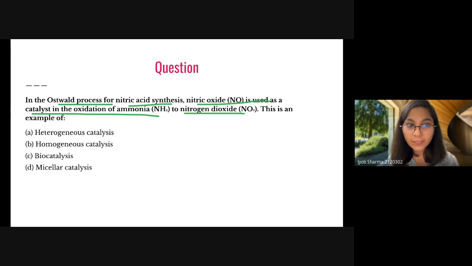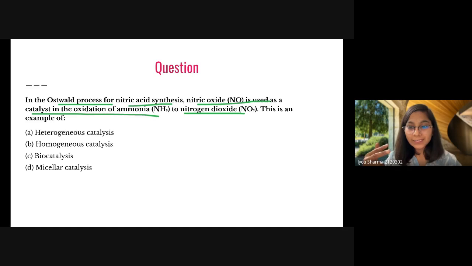As we have already discussed, the classification of catalyst as homogeneous or heterogeneous is based on the phase. For example, if your reactant is in the liquid phase and your catalyst is also in the liquid phase, then we will call it homogeneous. If your reactant is in the solid phase and your catalyst is in the liquid phase, there is a disparity, the phase is different for the reactant and the catalyst. If there is a disparity in the phase, then this will be heterogeneous catalysis.